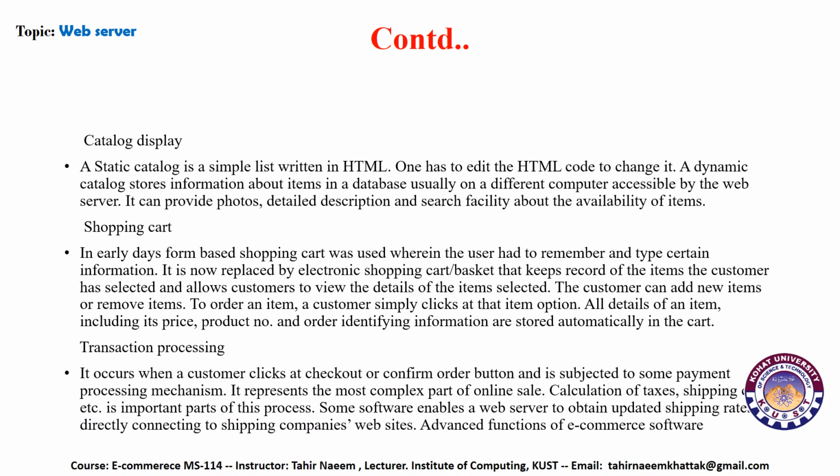Transaction processing system. It occurs when a customer clicks on a checkout or confirm order button and is subjected to some payment processing mechanism. It represents the most complex part of online sale. Calculation of taxes, shipping costs, etc. are important parts of the process. Some software enables a web server to obtain updated shipping lists by directly connecting to the shipping company's website. Advanced functions of e-commerce software.